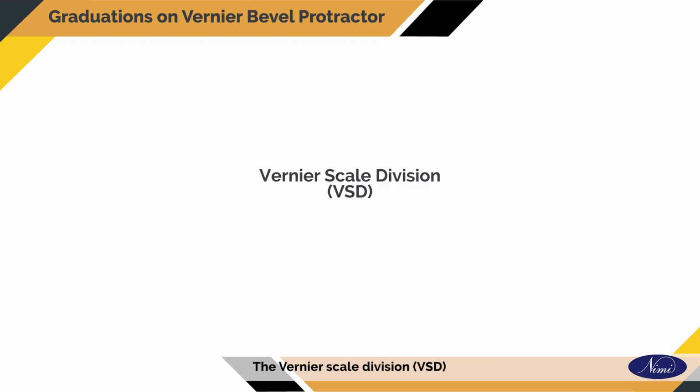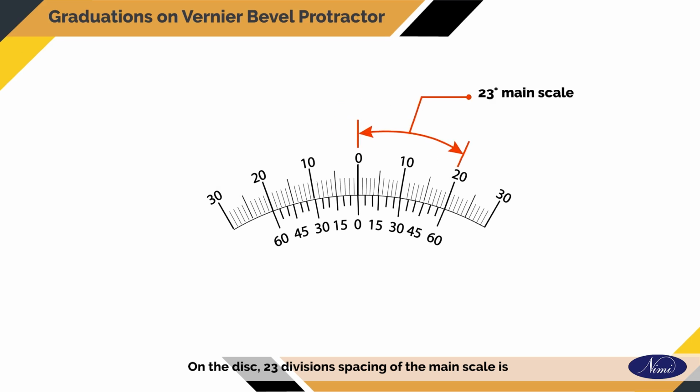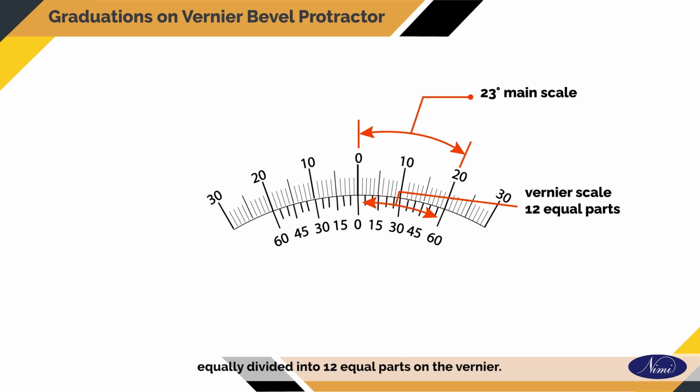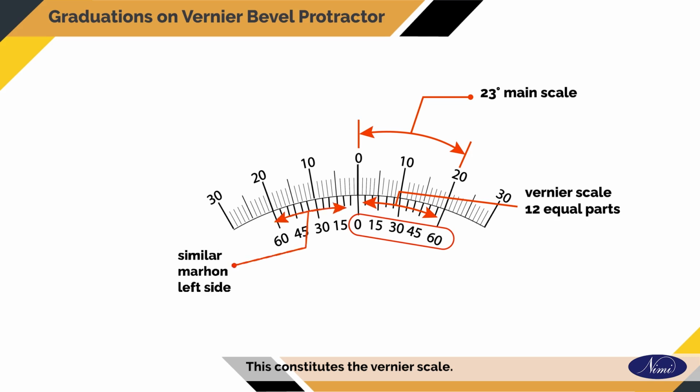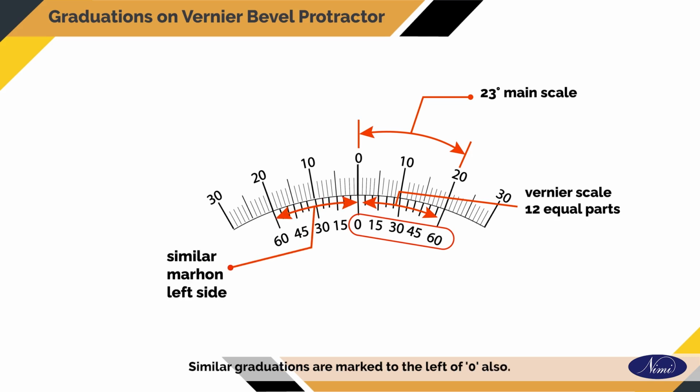The vernier scale division, VSD. On the disc, 23 divisions spacing of the main scale is equally divided into 12 equal parts on the vernier. Each third line is marked longer and numbered as 0, 15, 30, 45, 60. This constitutes the vernier scale. Similar graduations are marked to the left of 0 also.